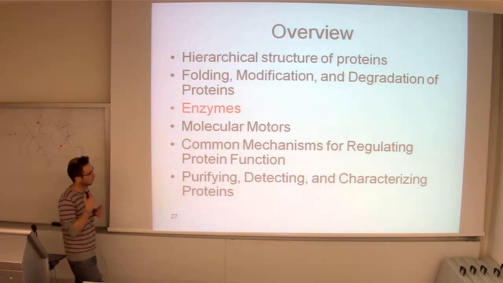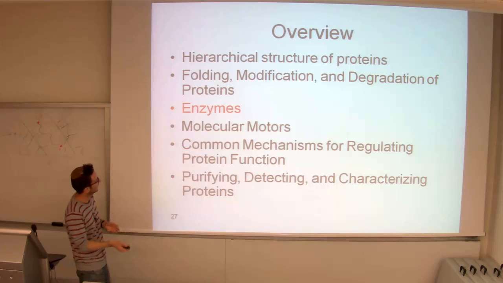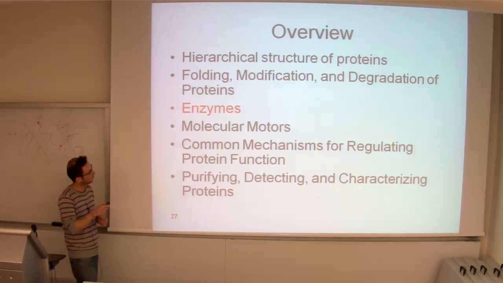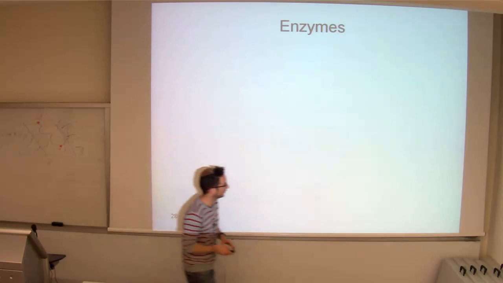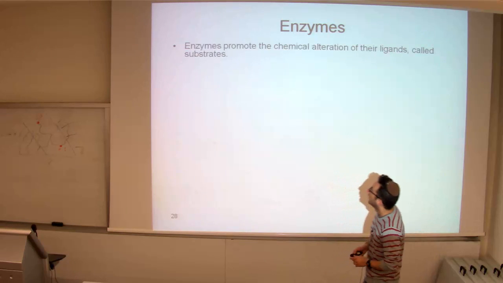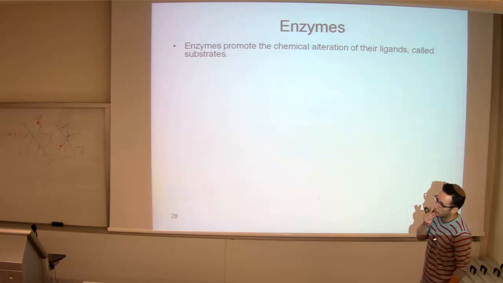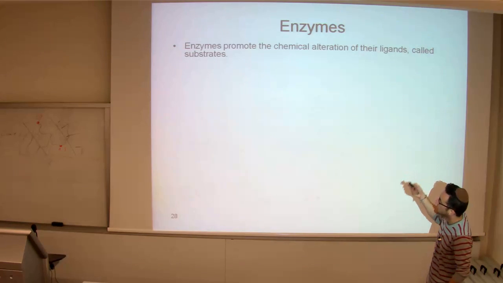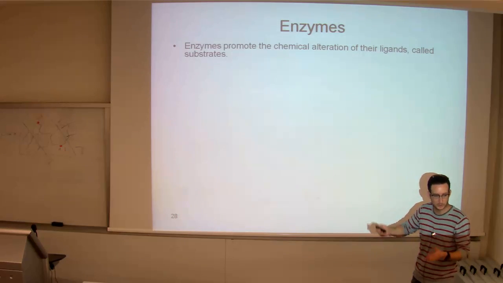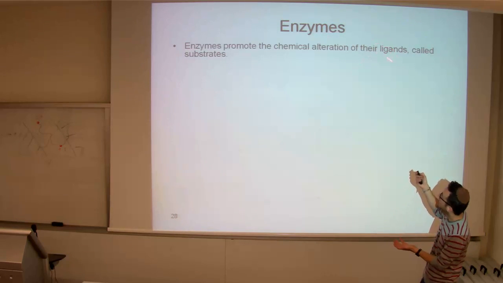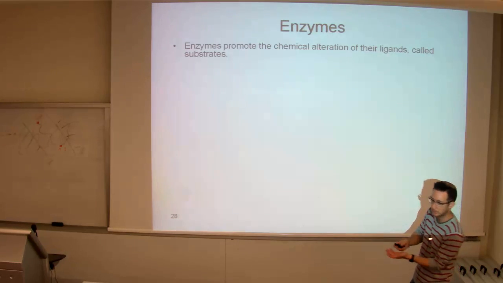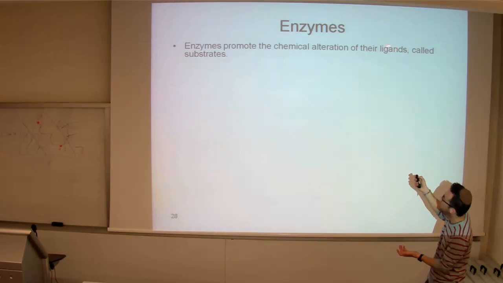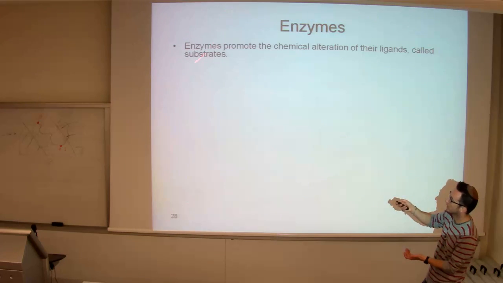To get a better feeling before we get into neural system, let's meet this protein family, enzymes, and later on molecular models. So starting with enzymes. Enzymes are proteins that promote chemical alteration of some molecules. The terminology is that ligands are small molecules that are recognized by the protein. And when a protein changes the structure of this ligand, we call the ligand the substrate.